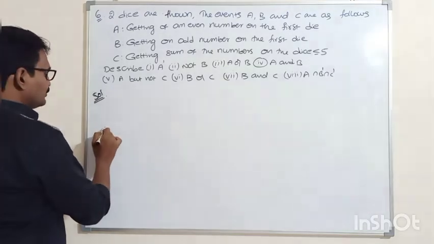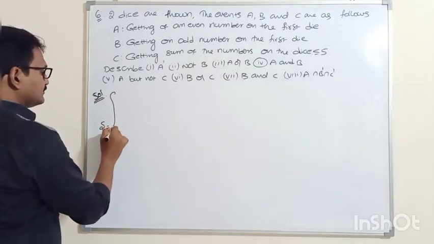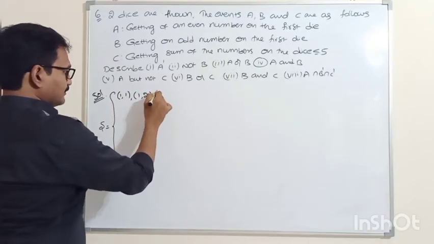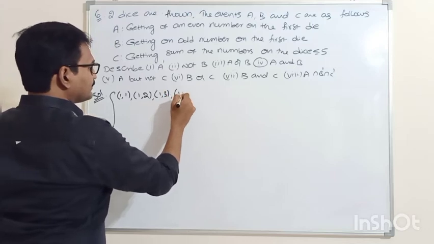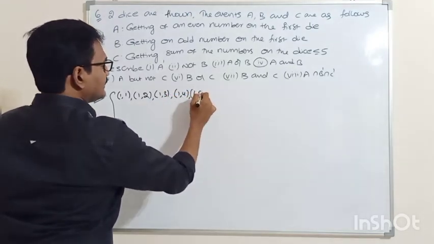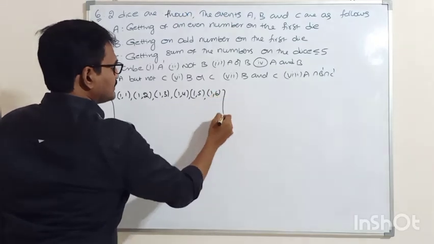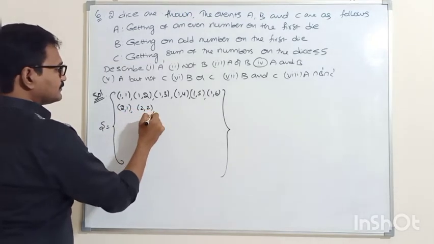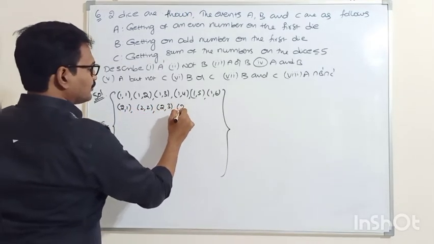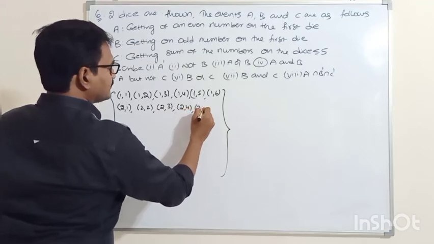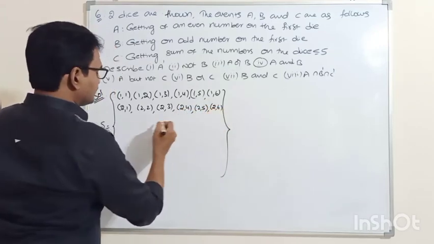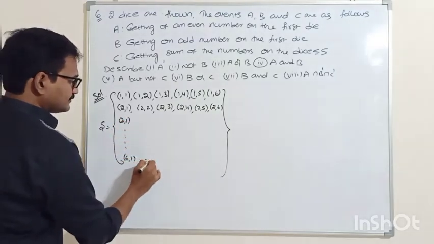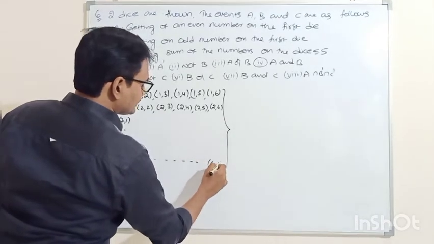So first, when two dice are thrown, what are the sample points? 1,1, 1,2, 1,3, 1,4, 1,5 and 1,6 we will get. Next, similarly 2,1, 2,2, 2,3, 2,4, 2,5, 2,6, 3,1, and similarly up to 6,1 through 6,6 we will get.